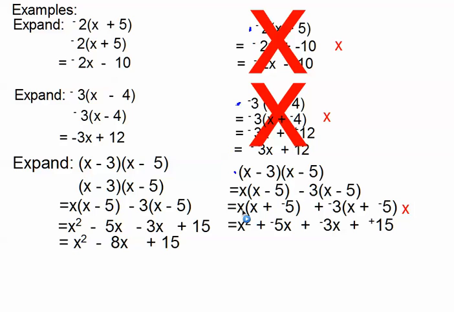So now x times x is x squared. Add, bring the operation down. X times -5 is -5x. Add, bring the operation down. -3 times x is -3x. Bring the operation down. -3 times -5, negative times a negative is positive. So it's adding positive 15.